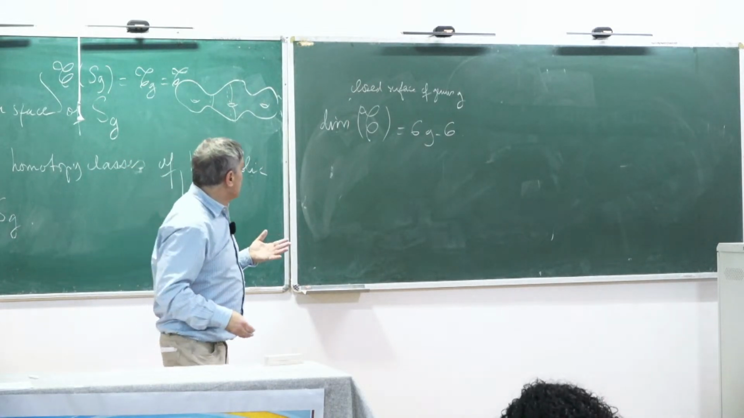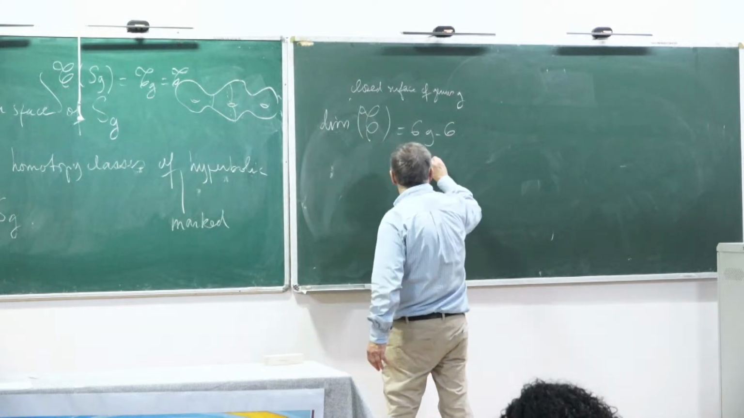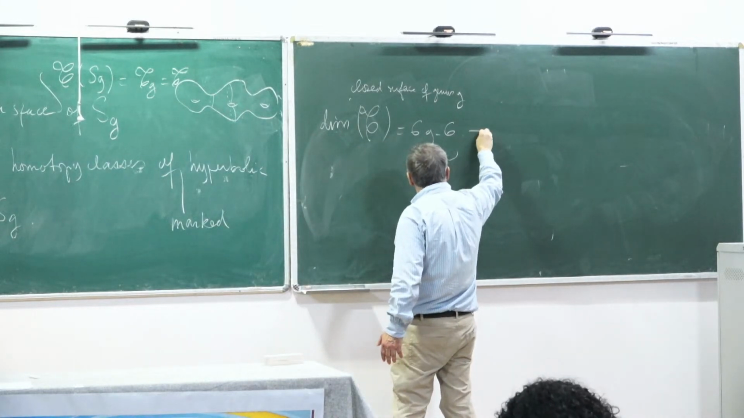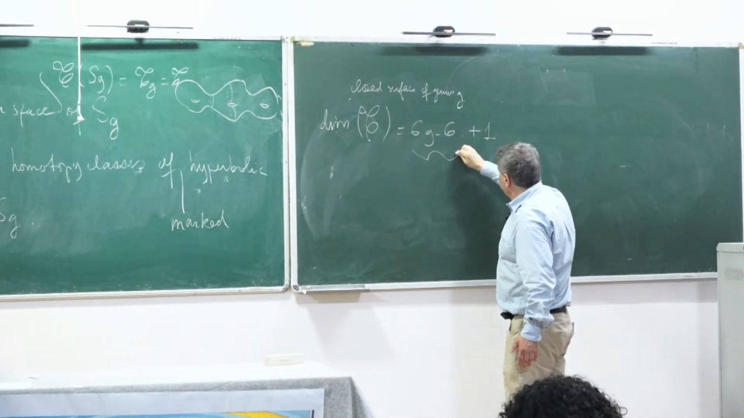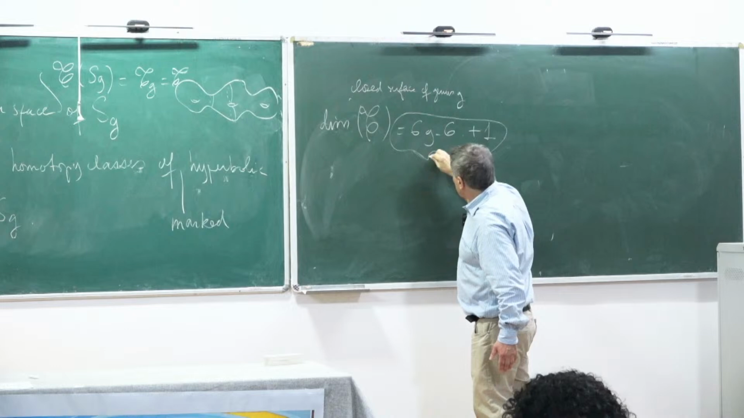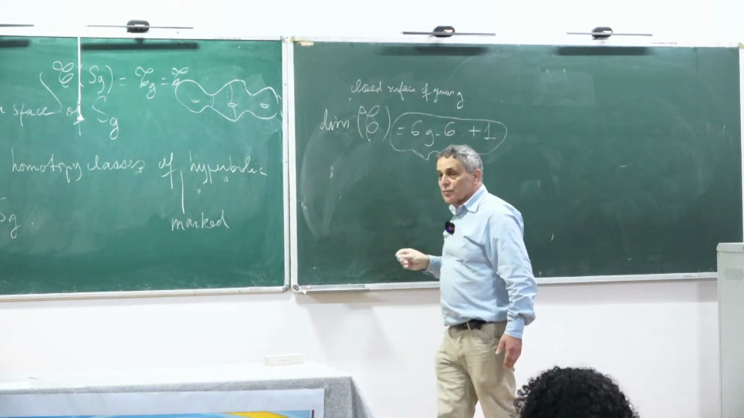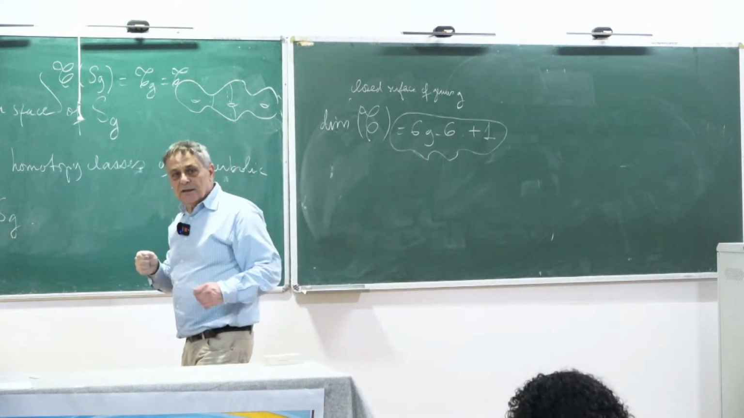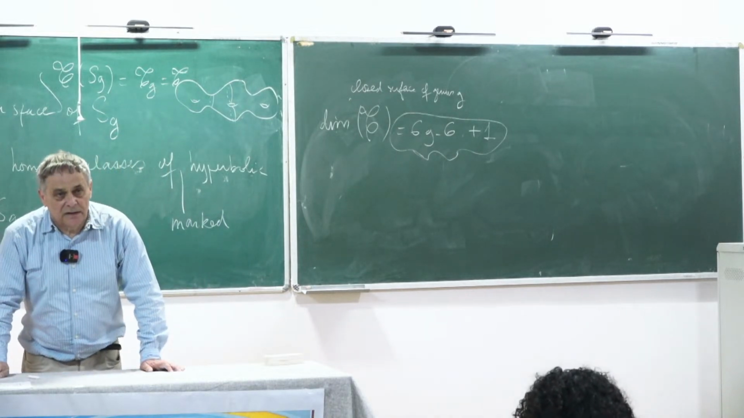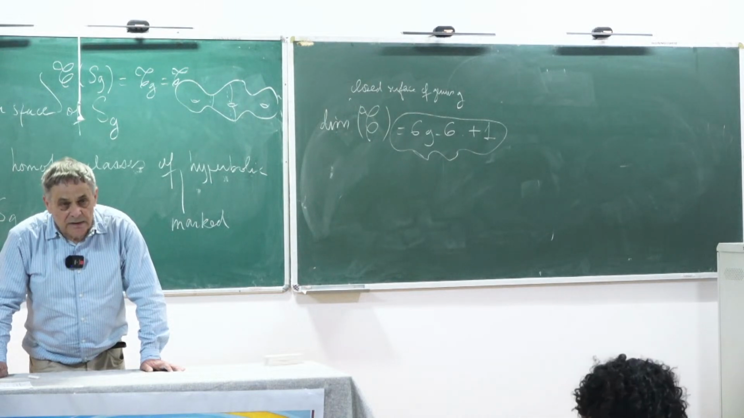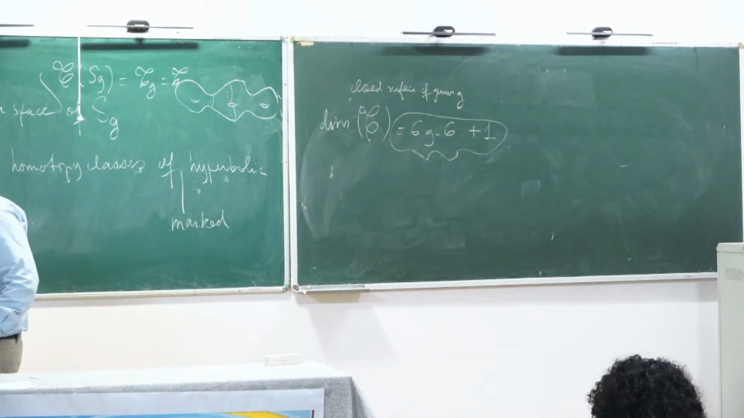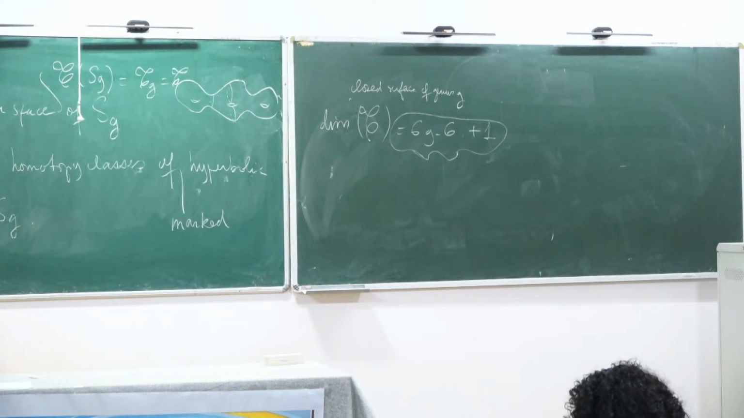And there was some work on this. Some people showed that you need more than 6G minus 6. You need 6G minus 6 plus something. And then it was less and less. And finally, the theorem is that you need 6G minus 6 plus 1 curve. You need one more curve than the dimension. This is a result. It's uniquely determined.